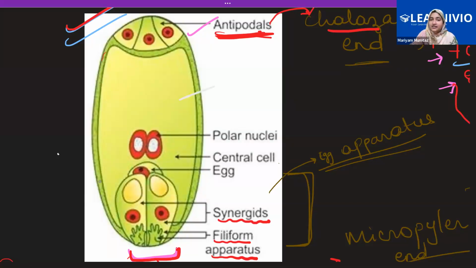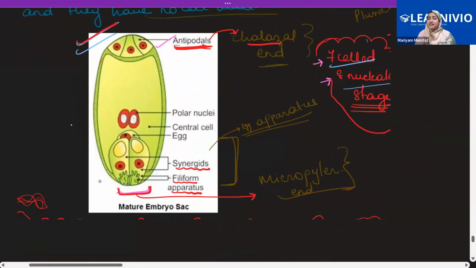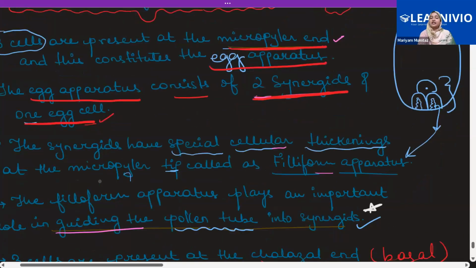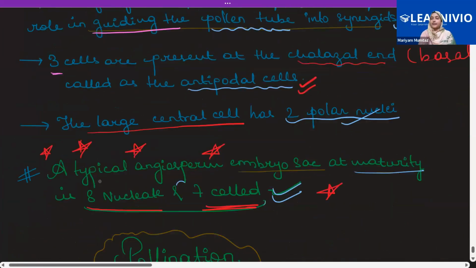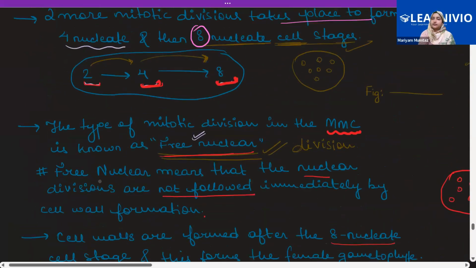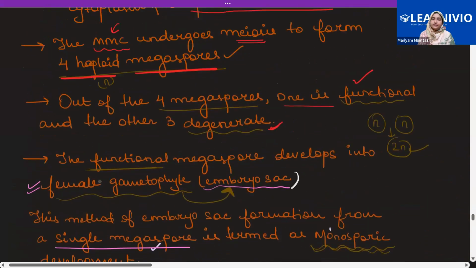So this bigger one is cell number 1, and then this is 2, 3, 4, 5, 6, 7. All in all, the areas where the cell wall is present are 7 in number, but the nuclei are 8 in number. Many times this can be asked in a question: how is a mature embryo sac 7-celled and 8-nucleated? Clear? Any doubts? No doubts? All right.